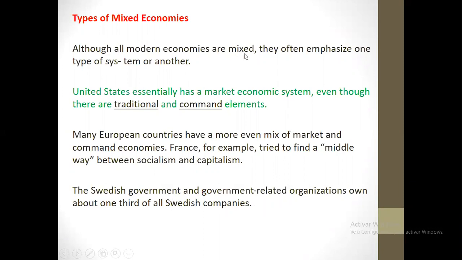Although most economies are mixed, they often emphasize one type of system or another. The United States essentially has a market economy, esencialmente tiene economía de mercado, market system. Even though there are traditional and command, aunque también se ven algo de elementos de tradicional y del command elements, okay? Now, vamos con Europa. Many European countries have a more even mixed market and command economy.